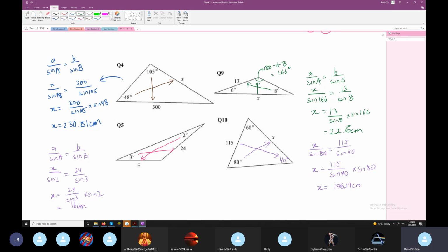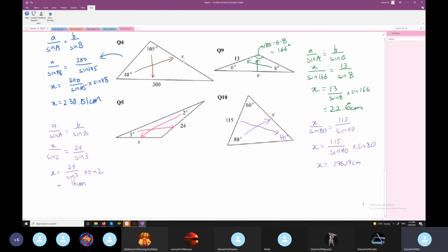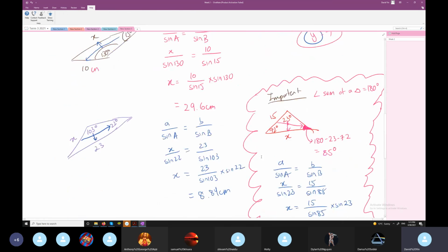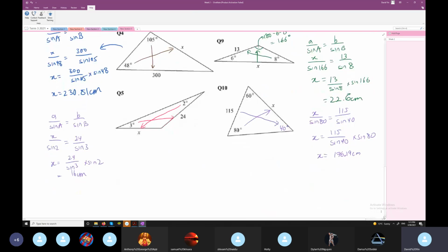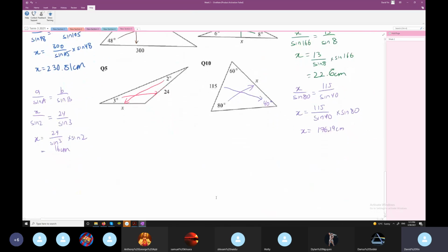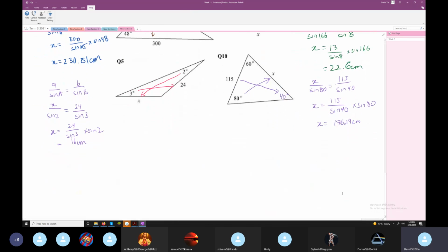So that's the sine rule for finding a side. Now we've got to learn how to use it to find an angle. To find an angle, we're going to use the exact same rule. So this is all for finding a side. I'm going to write just a little subheading here where we want to use it for finding an angle. All right. Sine rule to find an angle.